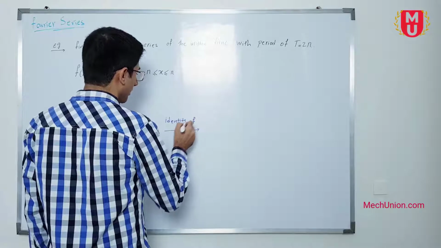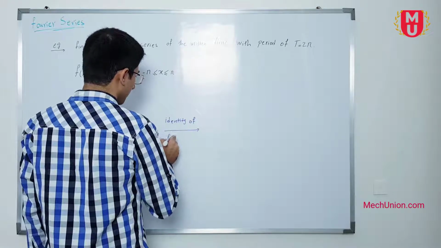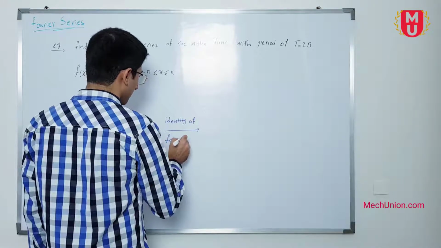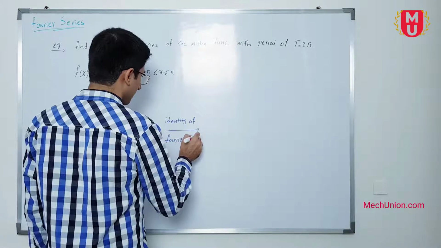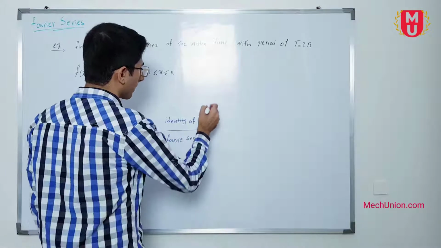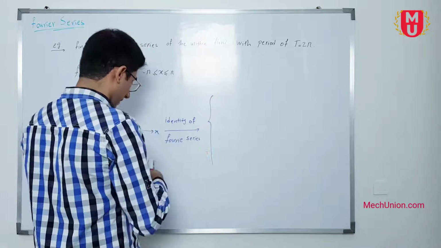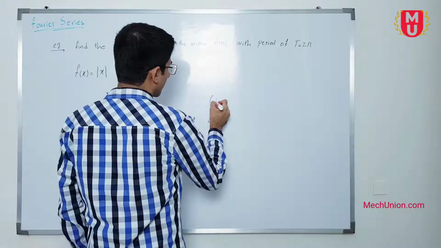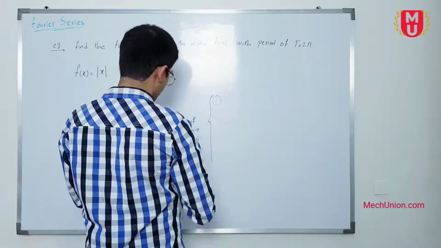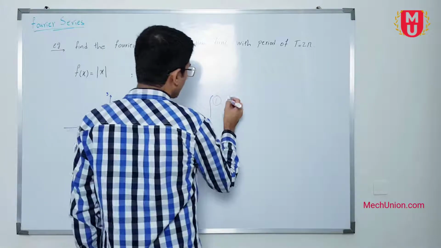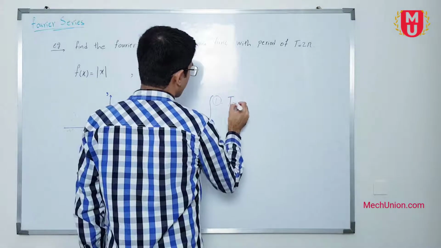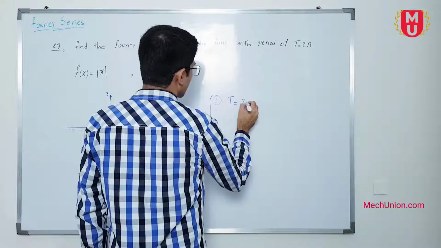Identity of Fourier series. As the first one, we should find out the period. It is 2 pi.